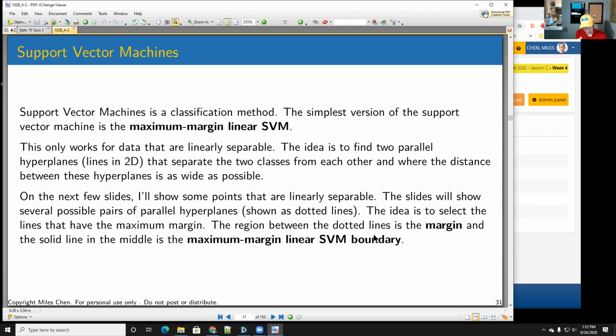We start here because it's simple, it's visually easy to draw, and we will talk about a little bit of the math for the linear support vector machine. And then we're going to take a bit of a jump and depart from the linear support vector machine, and start talking about non-linear boundaries.